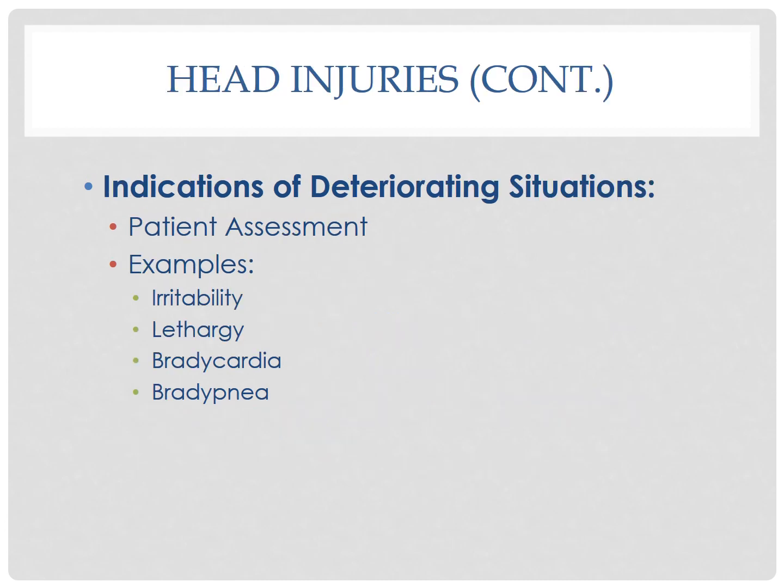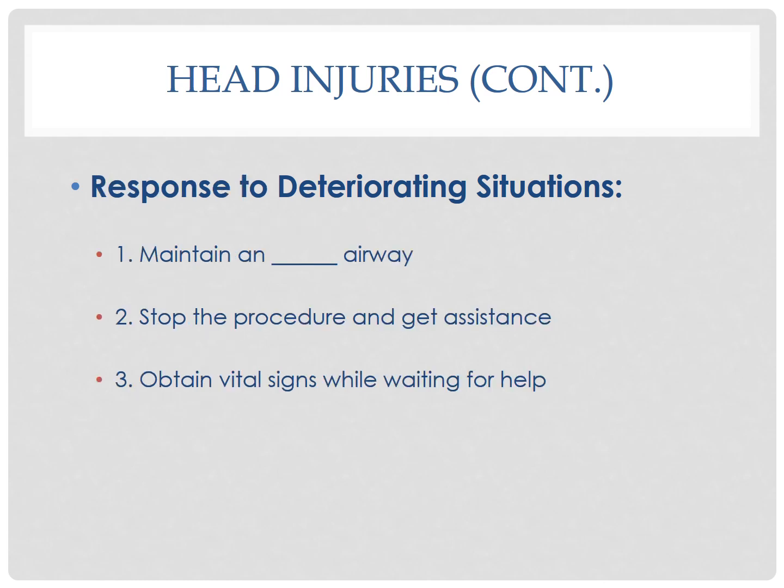The technologist should quickly assess a patient when the procedure has begun so that it is readily noticeable if the patient deteriorates from one level of consciousness to another. The findings in an alert or drowsy patient that signify deteriorating head injury include irritability, lethargy, bradycardia, and bradypnea. The appropriate response to deteriorating situations: the first priority is maintaining an open airway. The technologist should stop the procedure and medical assistance should be quickly obtained. And finally, we should obtain vital signs while waiting for help.